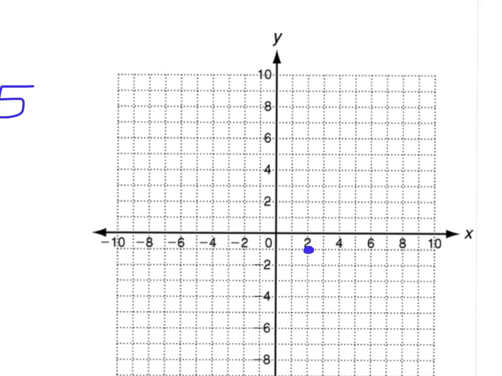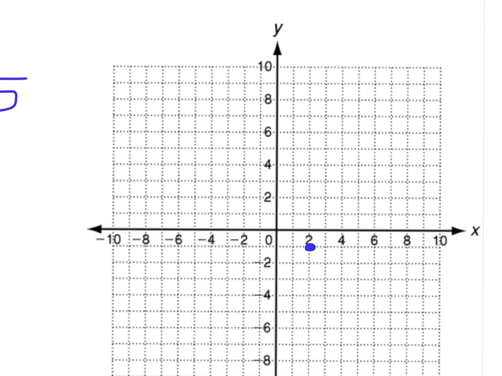And then where do I put all those other points to draw my circle? 5. Yep. Go 5 to the right. 1, 2, 3, 4, 5. 5 down. 1, 2, 3, 4, 5. 5 to the left. 1, 2, 3, 4, 5. And 5 up. 1, 2, 3, 4, 5. So if we forget, we just put 0 to the opposite. Yeah, you can do that.